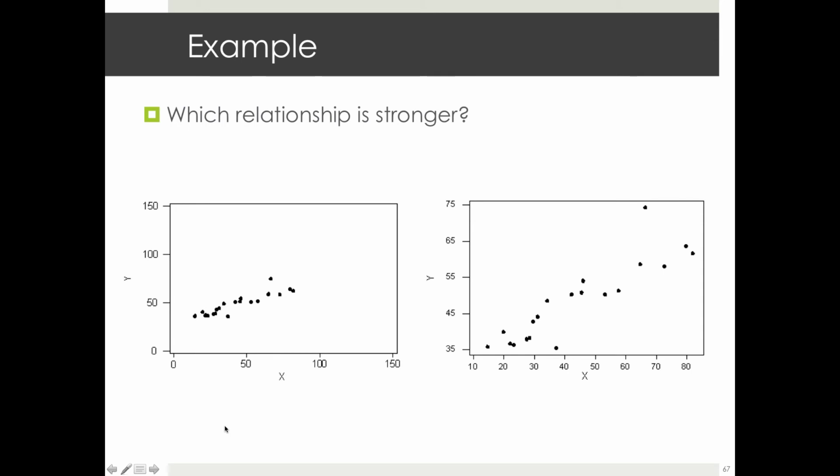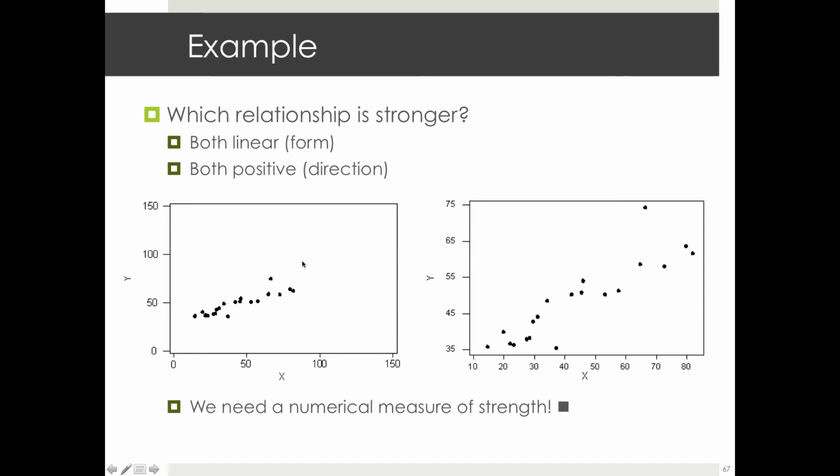For example, which relationship here is stronger? Both of them are linear, so we can see they both roughly follow a line. Both of them are positive in terms of their direction, so they're both exhibiting the behavior that as x increases, y increases. So the question here is, how are we going to numerically measure that strength of relationship? Which one is stronger? If you looked at these and you had to guess, which one would you say is stronger? Just look at them.